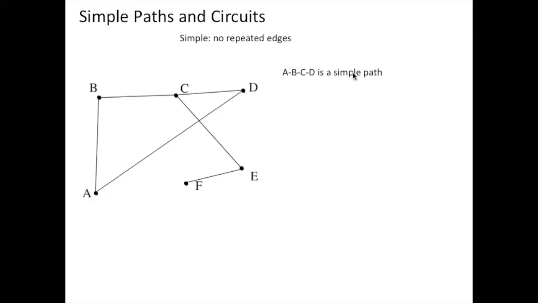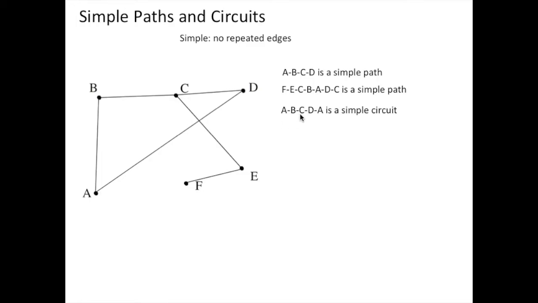A, B, C, D is a simple path. From A to B to C to D. That's simple because we're not backtracking over the same edge. F to E to C to B to A to D and back to C is a simple path because we never went over the same edge twice.